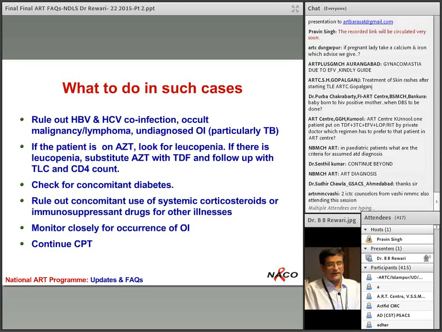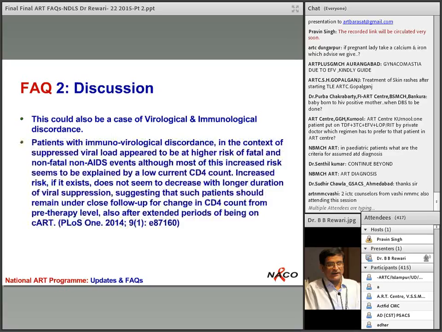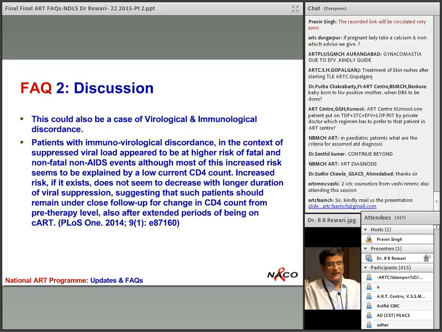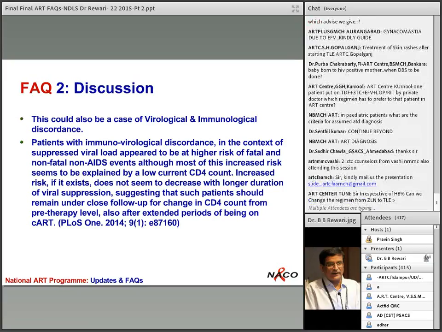Check for concomitant diabetes. Check for other causes of low CD4 count, systemic corticosteroids, immunosuppressants. Again, look for some opportunistic infection, but whatever you do, continue CPT, don't stop CPT. Again, this could be another entity called virological and immunological discordance, and it has been seen that patients with immunological virological discordance are at higher risk of fatal and non-fatal non-AIDS events. This risk is mostly because of a low current CD4 count.